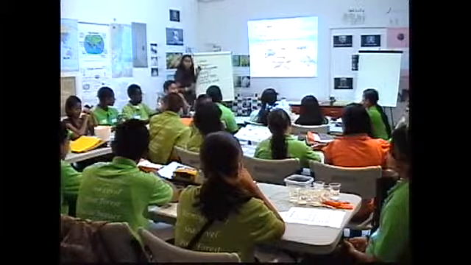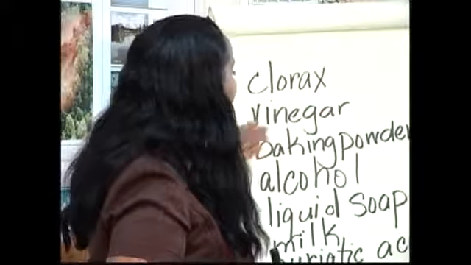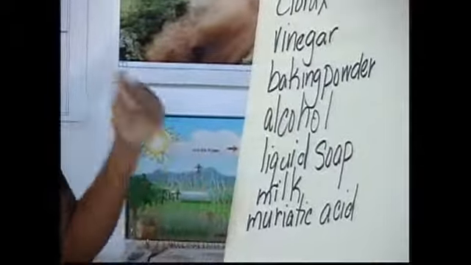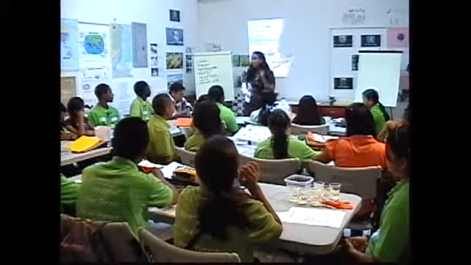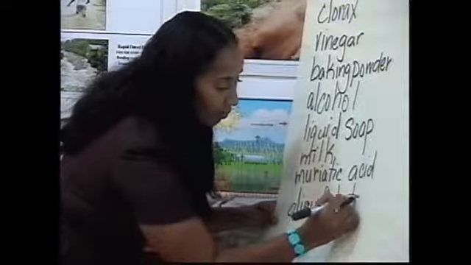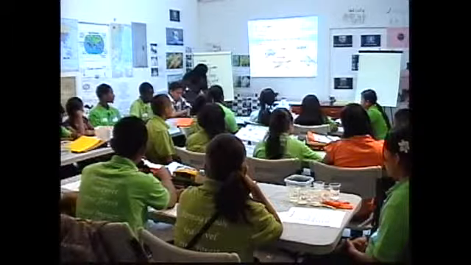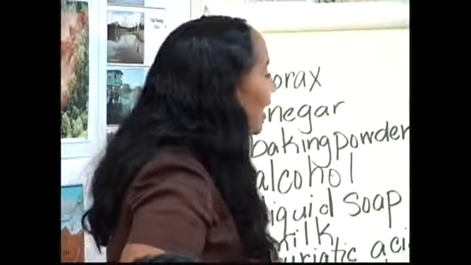So some of the common household items that we have named so far, we have Clorox, vinegar. Can you read with me? Water, alcohol, liquid soap, milk, muriatic acid. Now, how are these items used in our homes? We find many of them on a daily basis, but how are they used? Erwin? Most of them are used to either disinfect dirty clothes or cooking. So most of them are used as disinfectants. For cleaning agents. Okay, and you are correct, Erwin. Most of these substances here are used as disinfectants and cleaning agents.